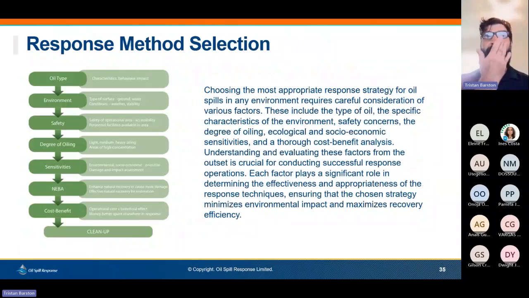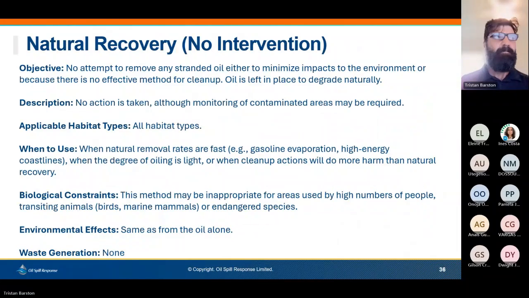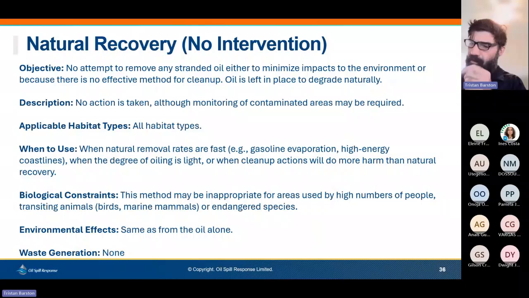The first one, obviously, is no intervention. This is where we are not physically moving any resources from our stockpile to that area. What we are doing, though, is monitoring those contaminated areas because we've made assumptions. For example, for a gasoline spill, we've made assumptions that a certain percentage of that gasoline will evaporate over a certain period of time. We need to make sure that what we've assumed will happen is actually happening. So that monitoring of the contaminated area all the time.